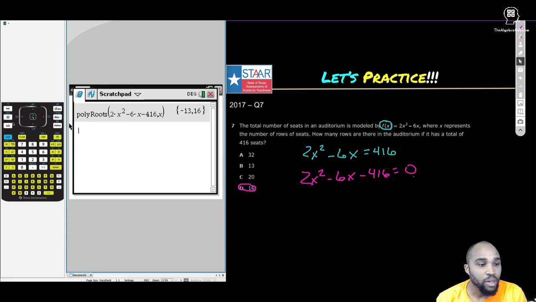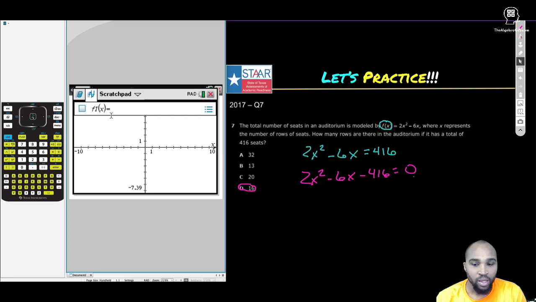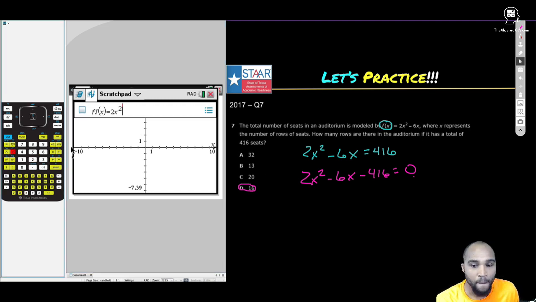So if I were to put it in the calculator like standard form, what would it look like if it wasn't equal to 416? So let's say I put 2x squared minus 6x minus 416. So let's just say we didn't put the 0 in. We push enter. And where is this thing? I can't see it.